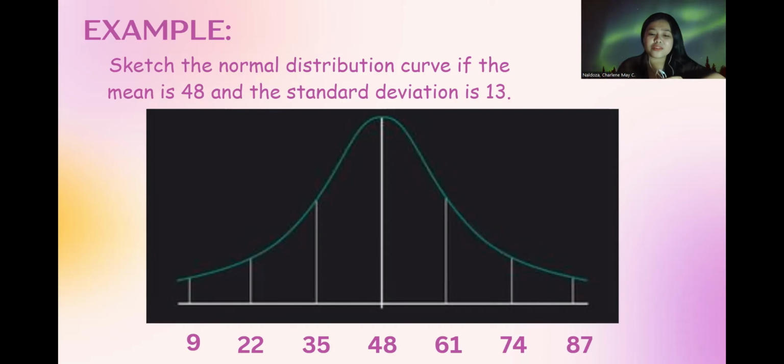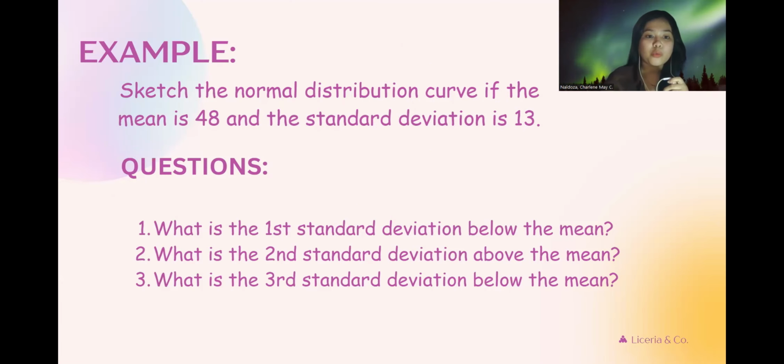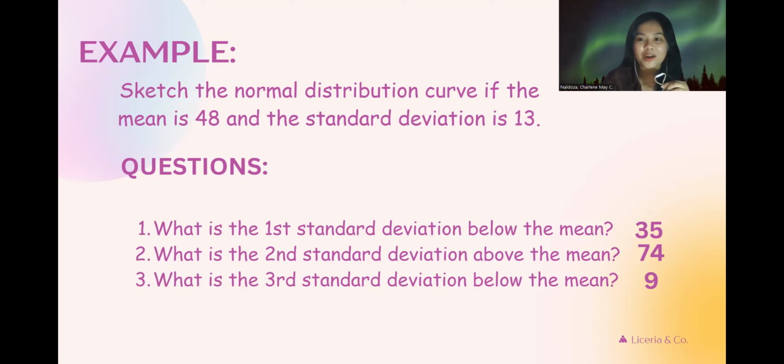Now that we're done getting the value of each segment, we are going to answer the three questions. What is the first standard deviation below the mean? That is 35. Number two: what is the second standard deviation above the mean? That is 74. And the last one: what is the third standard deviation below the mean? That is 9. Okay, very good, everyone.